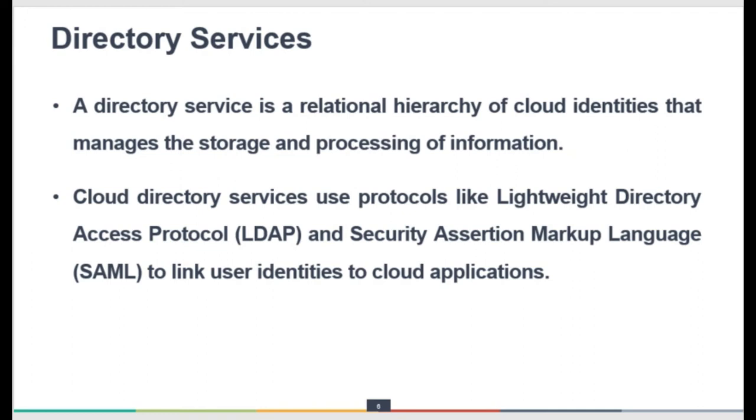Within the cloud environment, directory services play a huge role in establishing and maintaining a trusted source for organizational identity and access policies. There are different protocols in the cloud which help us to integrate or link identity to cloud applications, like LDAP, the Lightweight Directory Access Protocol, and SAML, Security Assertion Markup Language.